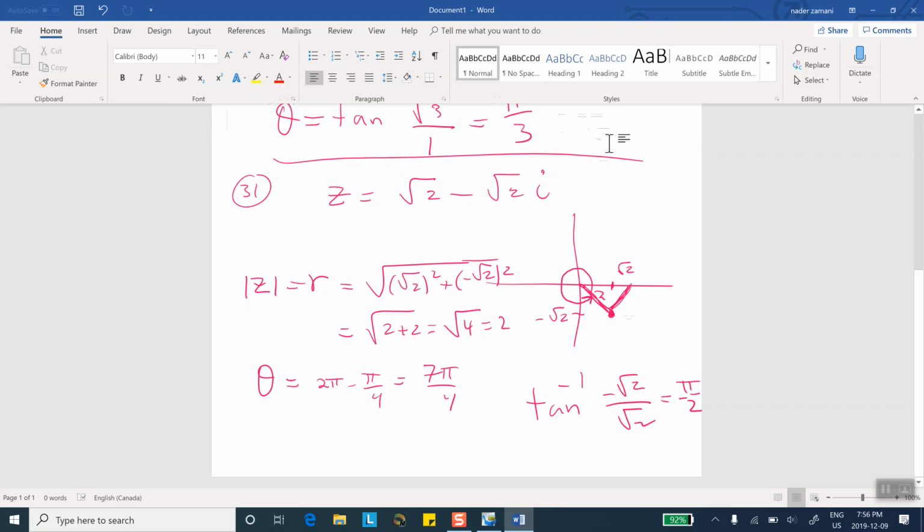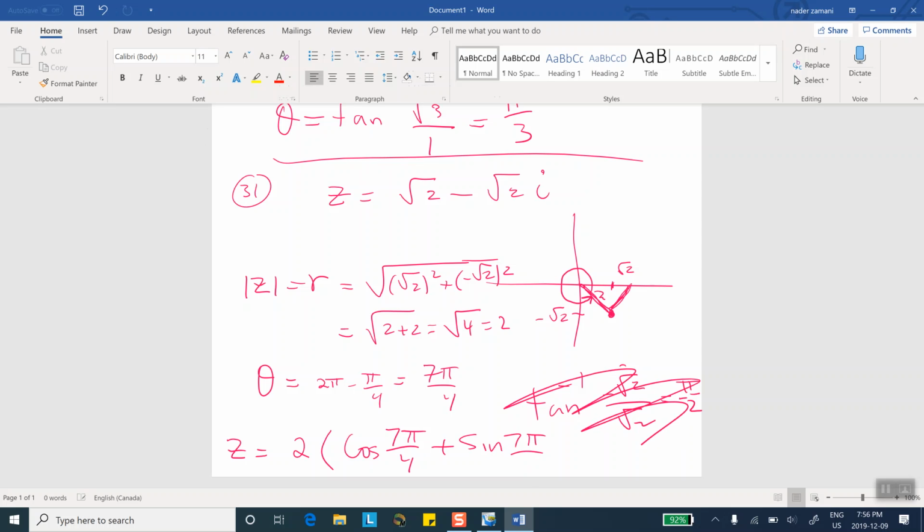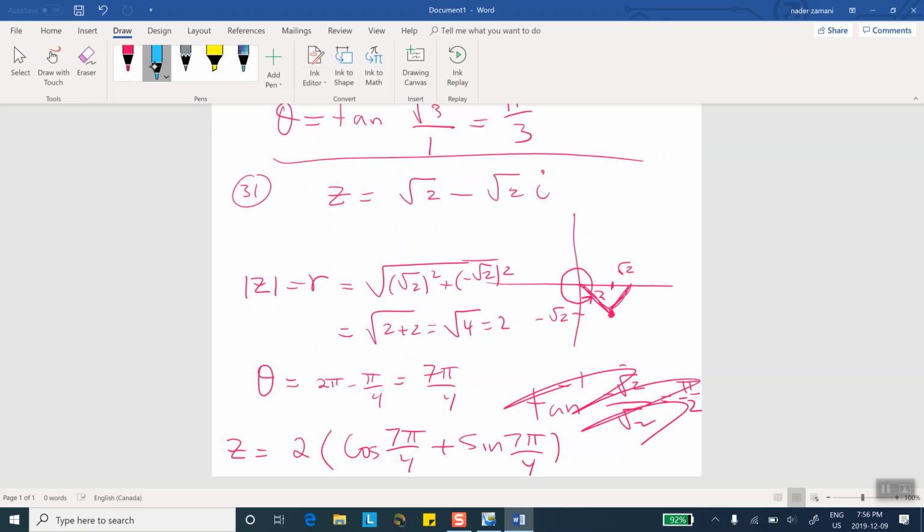By the way, the one thing I forgot to write, the polar form means that this is equal to 2 cosine of 7 pi over 4. I'm going to cross this out. Plus sine of 7 pi over 4, and this is multiplied by i. So let me write the i right there.